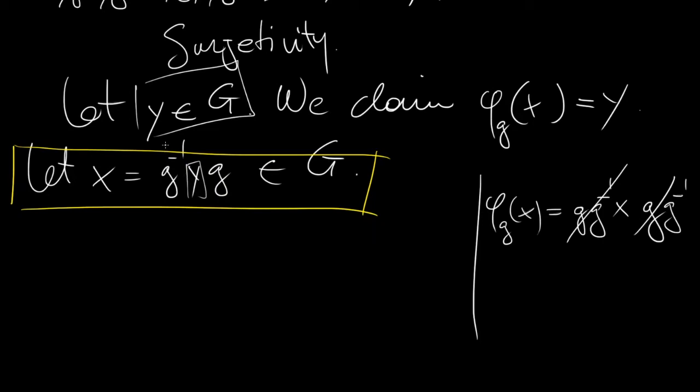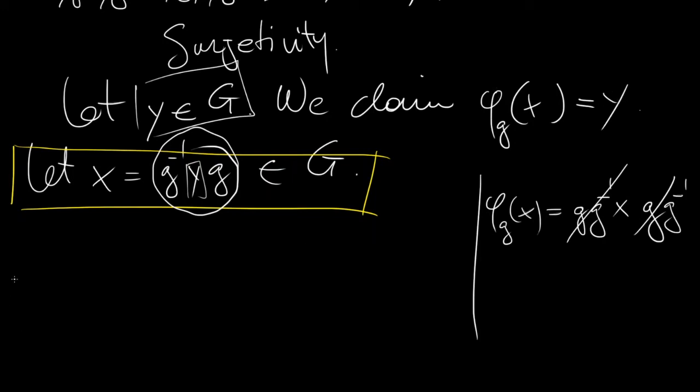And also we know that the group is closed under the operation. So all those elements are in the group, but also all of them operated together are in the group. So we are correct. Our element x, which is g inverse y g, is indeed in G. So now we will show that little phi of g of x is y.